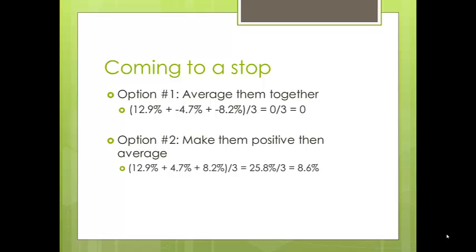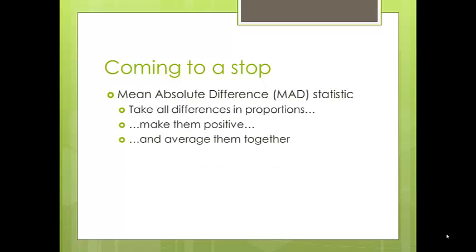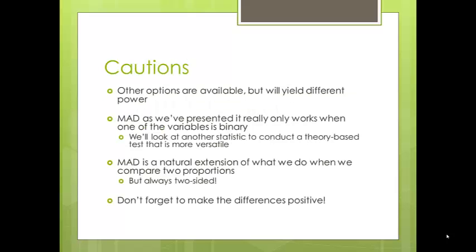That number, 8.6%, is the MAD statistic. It is the mean absolute deviation, that is the average positive differences between the groups. So, to compute this, take all the differences in proportions, make them positive, average them together. That's your MAD statistic. A few words of caution.